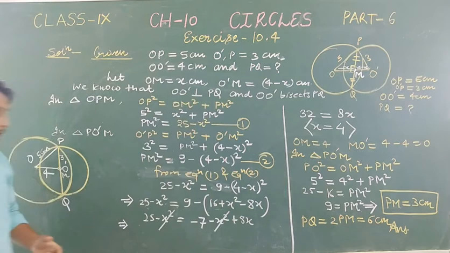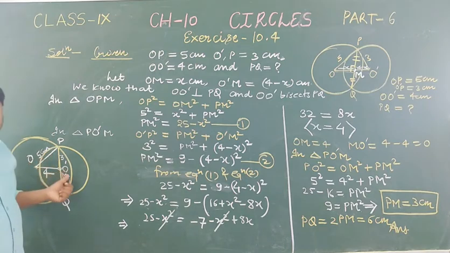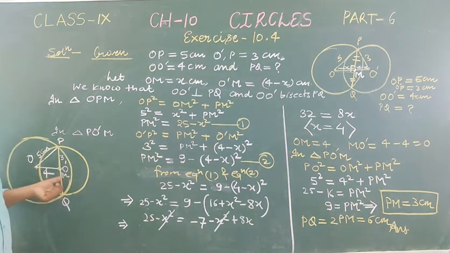Okay, so according to that, students, this figure is correct. The center of the first circle is O and the radius of the first circle is 5 centimeters. The center of the second circle is O dash. In that figure we have supposed that this point is M also. So according to that, this is also the point M.